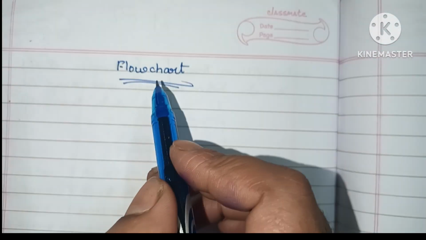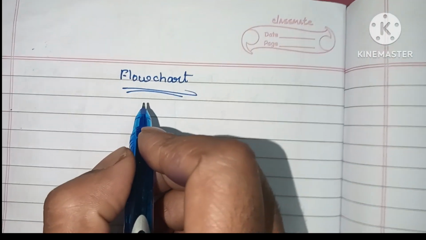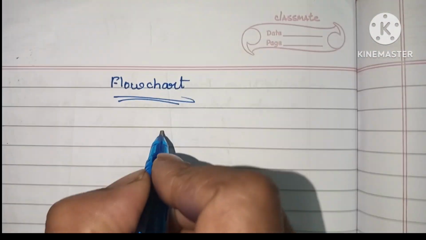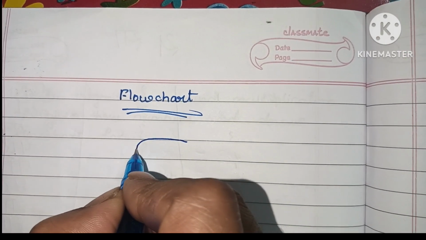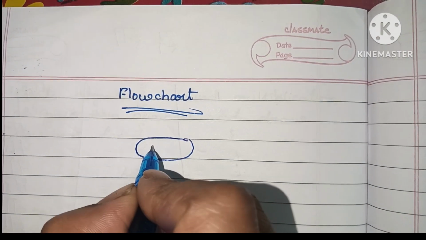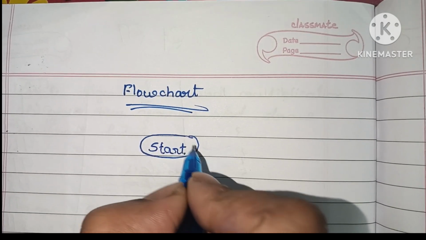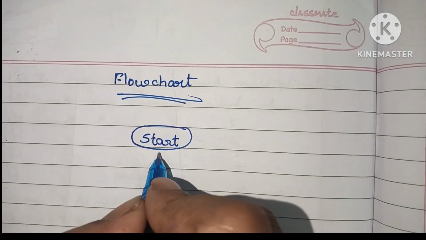Next we are going to draw the flowchart for it. What is a flowchart? A flowchart is a graphical representation of a solved problem. Here first we are going to draw an oval shape, because a flowchart always starts with the start statement. It is written within an oval shape.